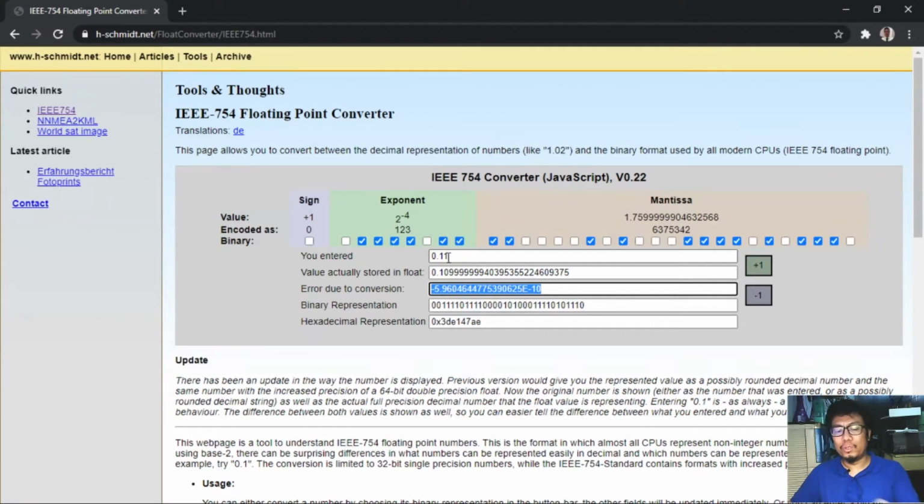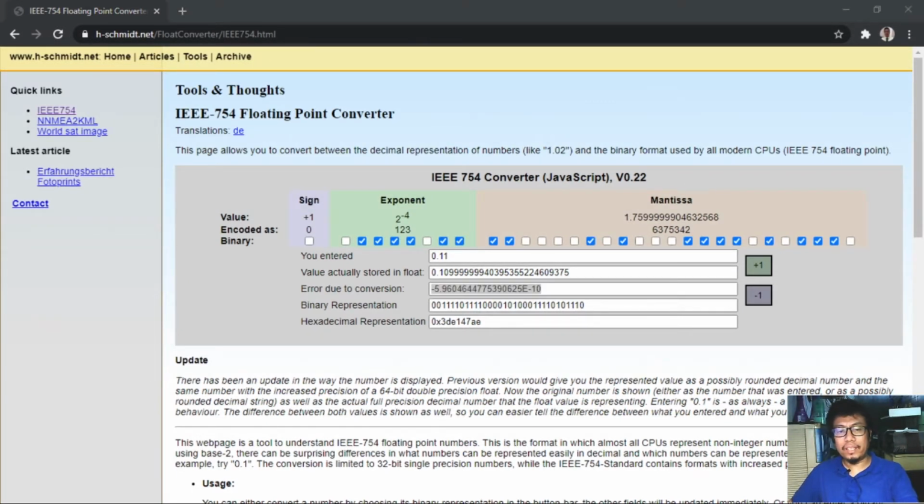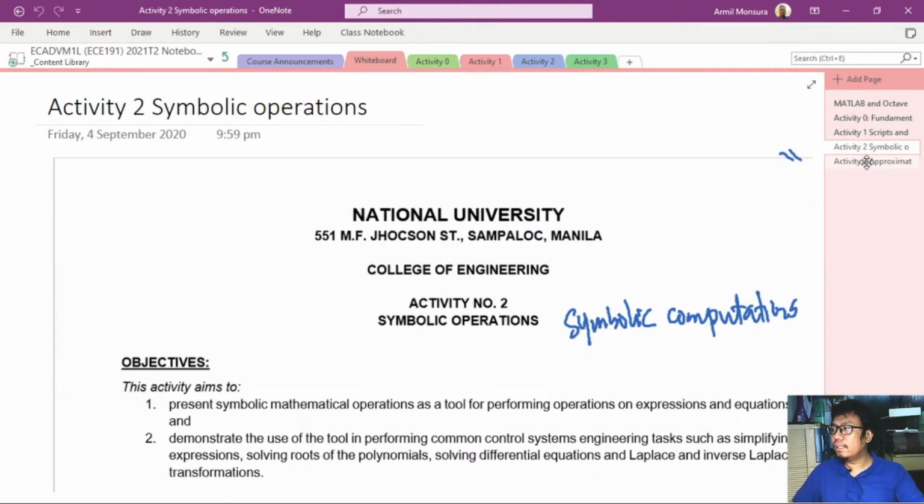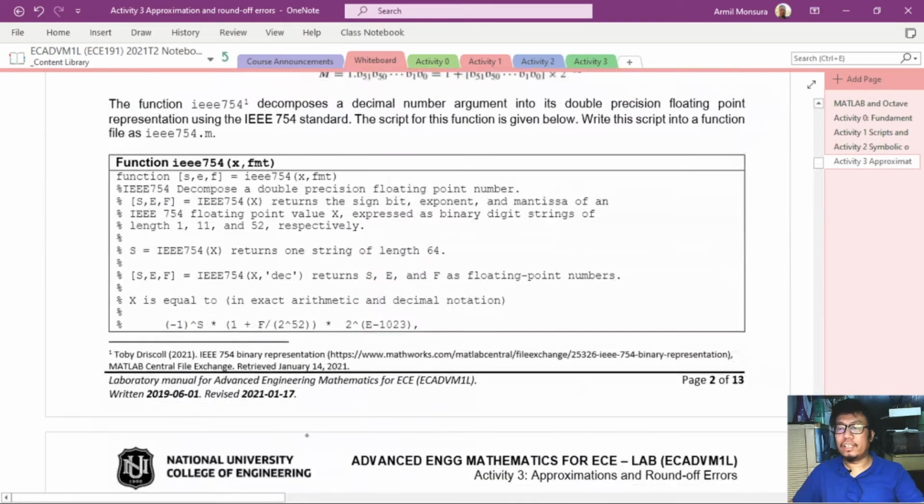Now, aside from that, for us to be able to dig in deeper, I actually have included a function here that converts a decimal number given in x into a 64-bit floating point representation.